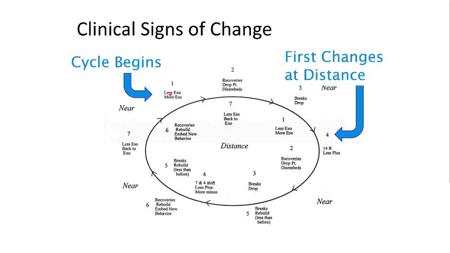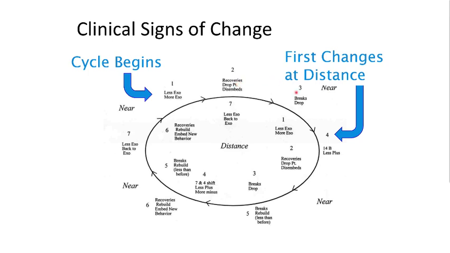The only thing that happens is step 1 at near. Nothing actually happens at that first stage at distance. It's quiescent, it's just quiet. So we get this change, less EXO, more ESO at near. Then the recovery is dropping only at near.